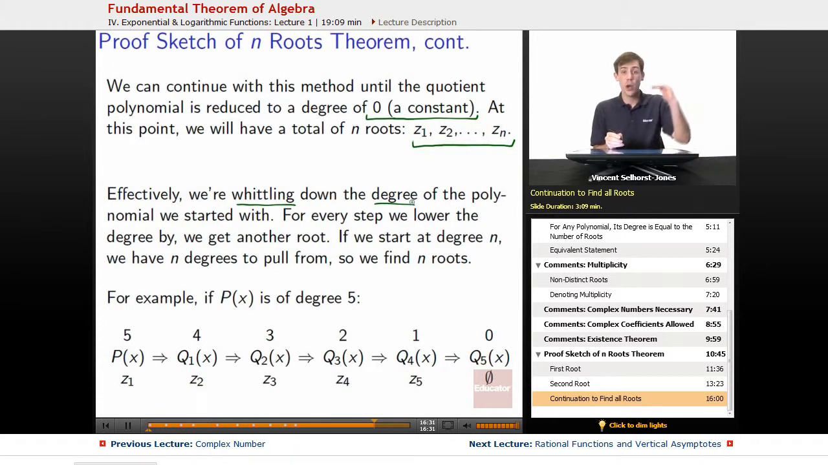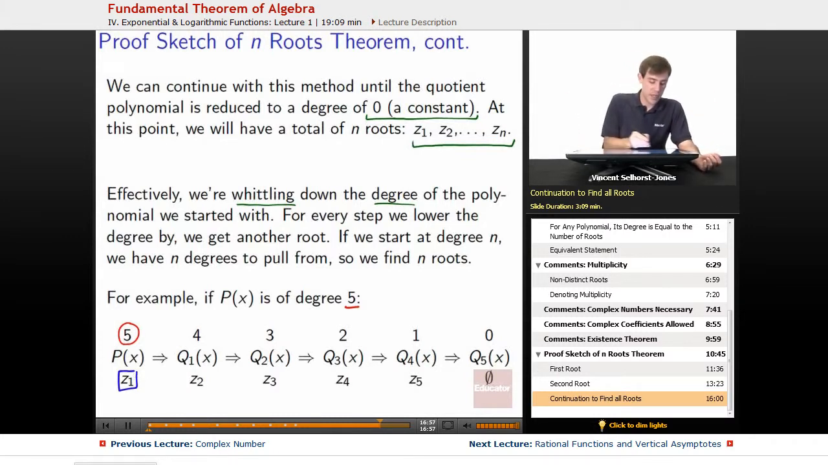For every step we lower the degree by, we manage to get another root. If we start at degree n, that gives us n steps to go down, so we've got n steps to pull from, and we manage to get n roots out of it. For example, let's consider if p of x is degree 5. So we start off at degree 5 with p of x, our initial polynomial. By the fundamental theorem of algebra, we're guaranteed that it must have one root, z1 we'll call it.